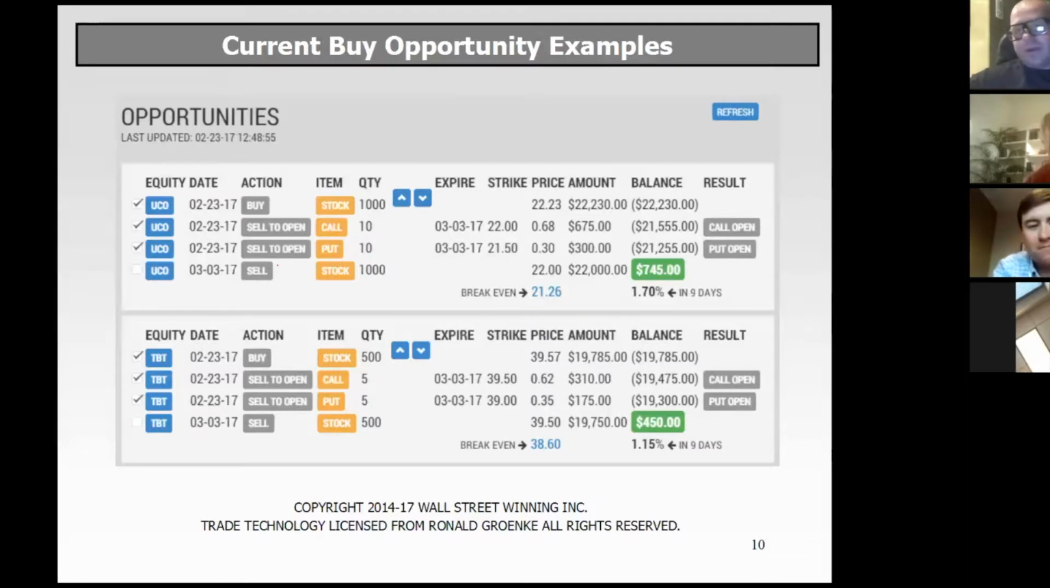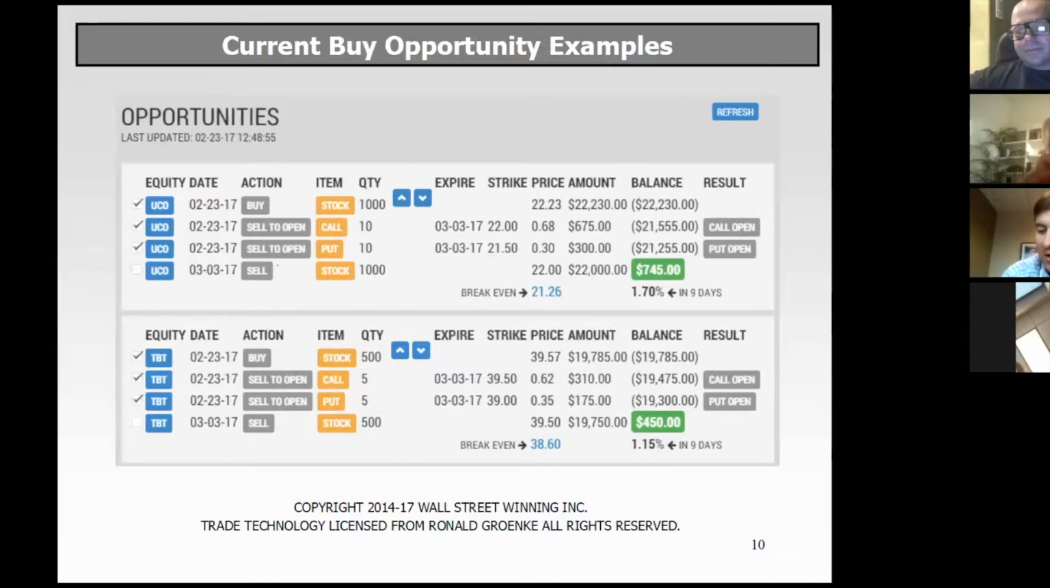Now look at UCO. It has 50-cent increments on the strike price. Same thing with TBT. TBT is the 20-year inverse. So this thing goes up when interest rates go up, right? What do you think is going to happen? What's the Fed going to do? Probably move interest rates up, right?